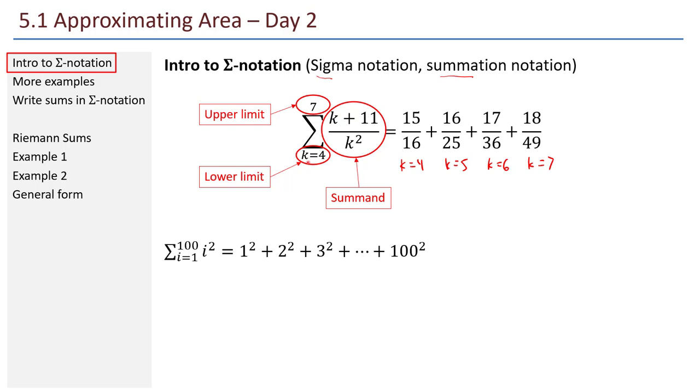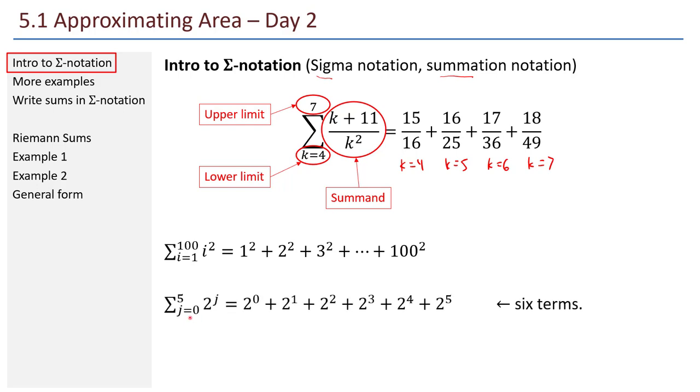So we used k before, but it really doesn't matter what variable I use. I could use i or j or n or gamma or whatever. The variable we use is often called a dummy variable because it doesn't really matter. And in this expression, i goes from 1 to 100 of i squared: 1 squared plus 2 squared plus 3 squared, on and on and on, up to 100 squared.